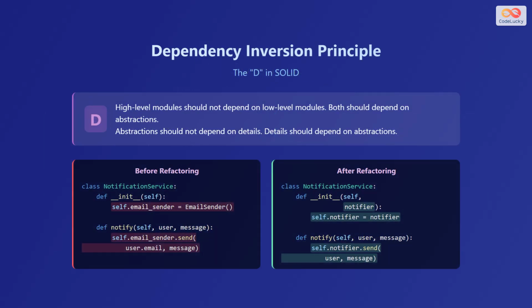Dependency Inversion Principle is the D in SOLID. High-level modules should not depend on low-level modules. Both should depend on abstractions. Abstractions should not depend on details. Details should depend on abstractions. Look at the code before refactoring. Notification service directly depends on email sender. After refactoring, notification service depends on abstraction and email sender also depends on abstraction. This makes the code loosely coupled.